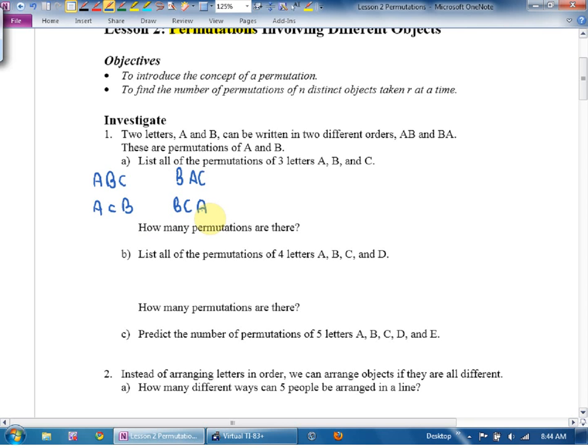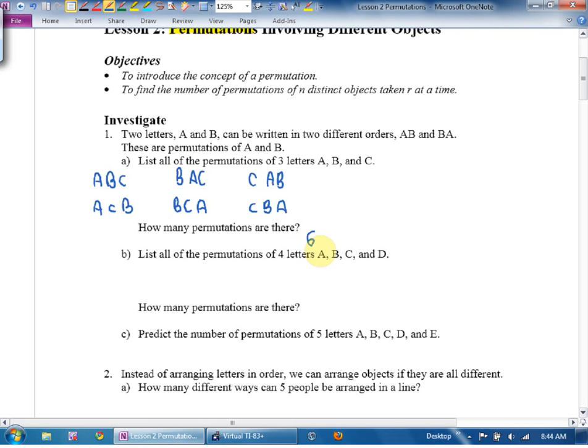Those are all the ones that begin with the letter B. What other letter could you begin with? See, Troy, this is called systematically listing things as opposed to just randomly spewing them. Okay. C, A, B, and C, B, A. And I think because we've done it systematically, I'm pretty confident we got them all. How many permutations are there? Six.